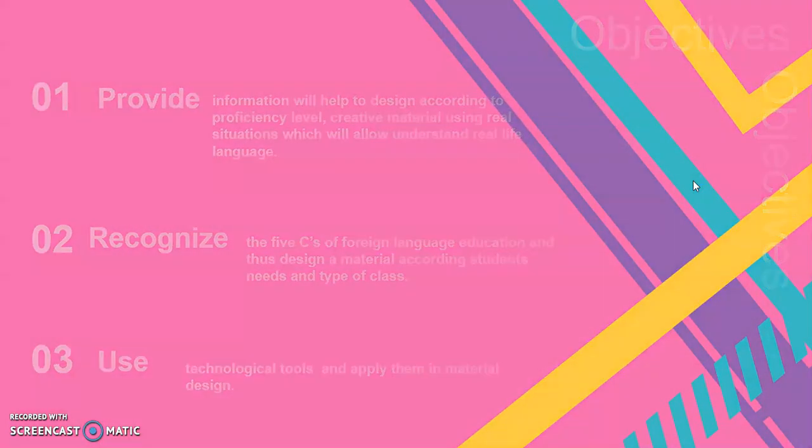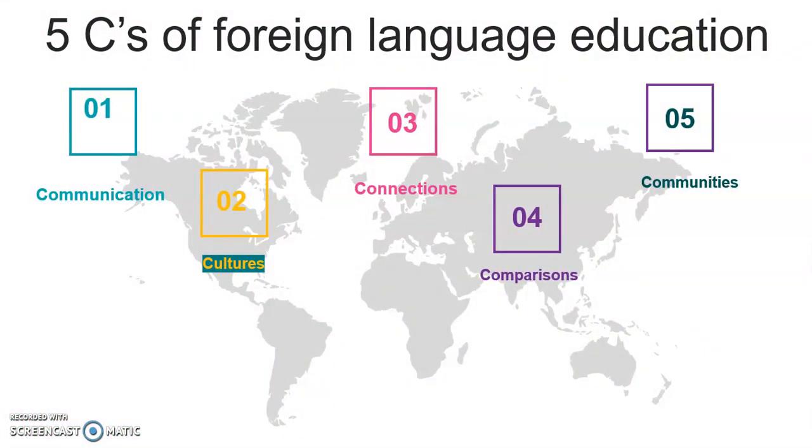So let's start with the 5 C's of foreign language education, because it's important to take this information into account to design all the material that we need for reading skills, vocabulary, writing skills, and speaking skills. The first one is communication. The second is culture, because when you are learning a language, you are learning about the culture too. Number 3 is connections. Number 4, comparisons. And number 5, communities.